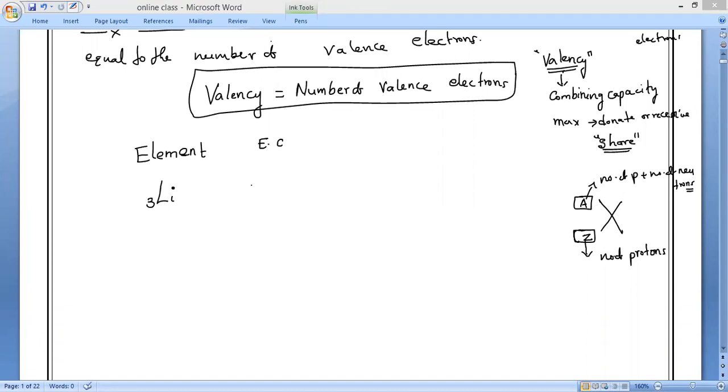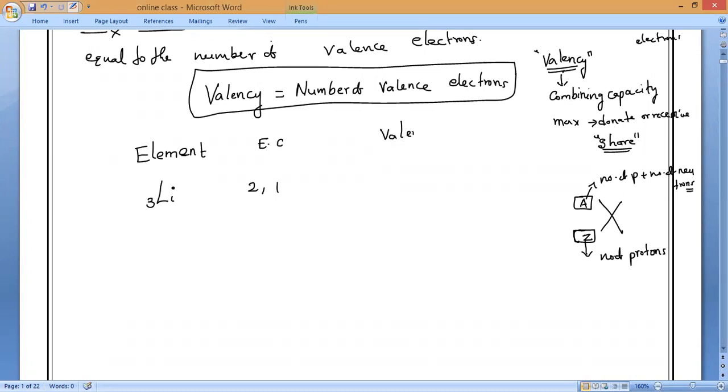So lithium, what is its electronic configuration? Everybody, tell me fast. 2,1. So its valency is also... what is the valency? Everybody say, what is valency? Number of valence electrons. So what is the valence electrons here? 1. Its valency is also 1 only. So I can say 1.